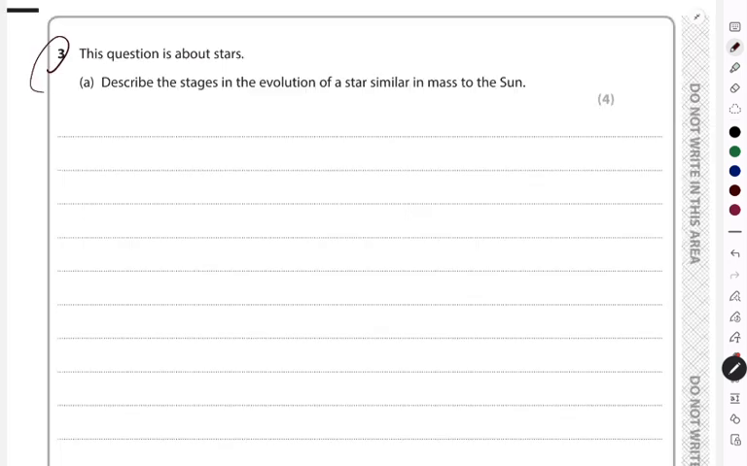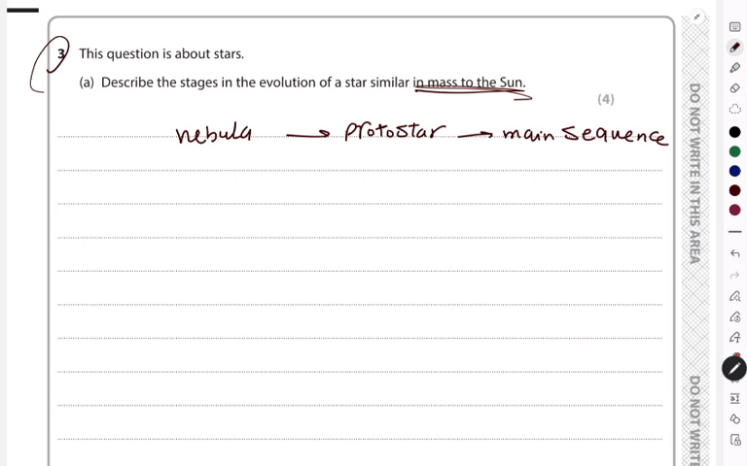The third question. This question is about stars. Describe the stages in the evolution of a star similar in mass to the sun. Okay. Let's start with nebula. And then nebula becomes a protostar. And then protostar to main sequence. From main sequence to red giant. From red giant to white dwarf. And then from white dwarf to black dwarf.